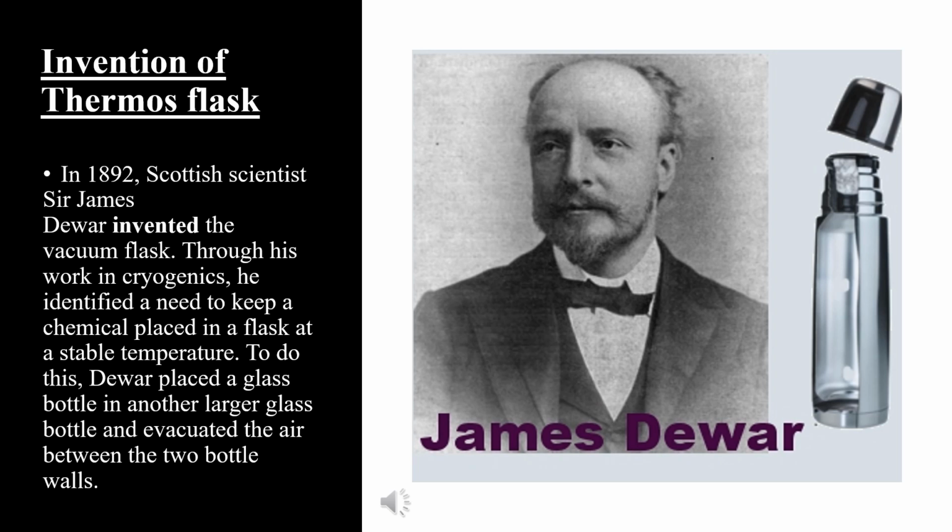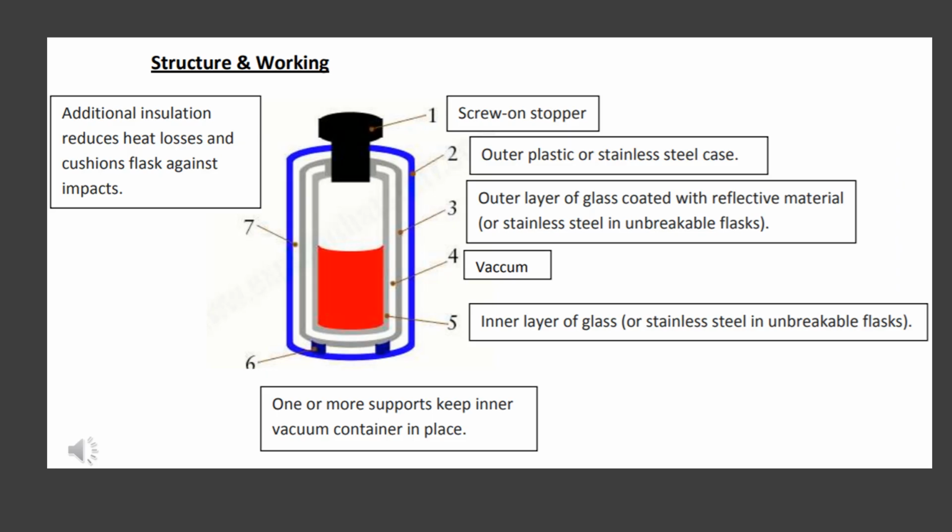So it was basically one flask kept inside the another, and between them there was vacuum. So there was no medium in between, because of which he could maintain the temperature of the chemical placed in the flask. So let us see how a thermoflask is made and what is the mechanism behind it. How does it work? So look at the structure and the working.